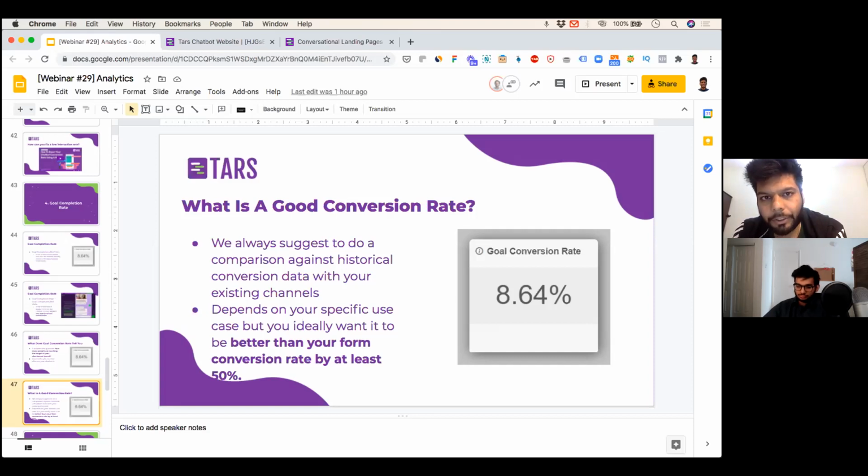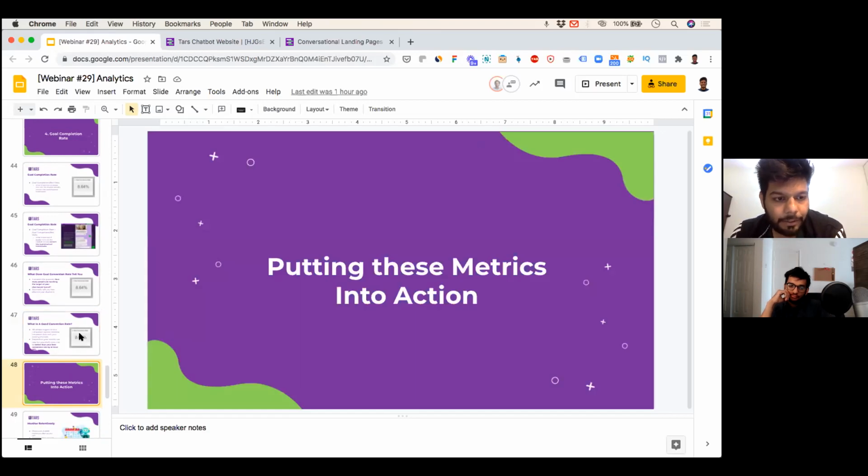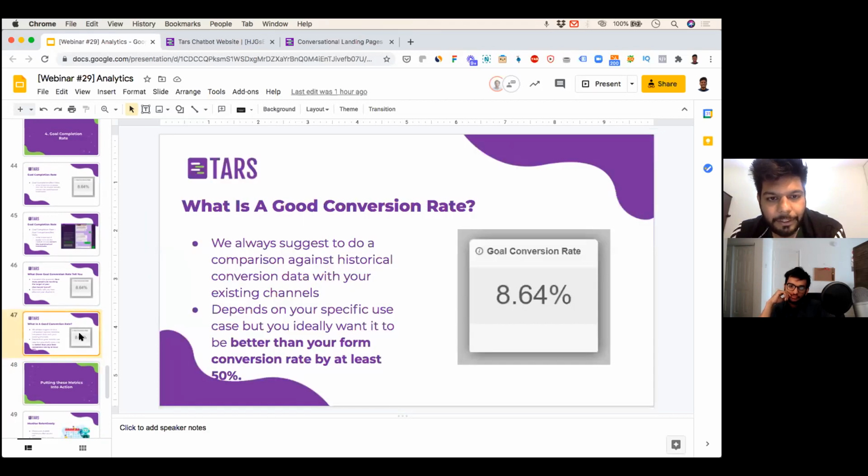So I would say to look at a relative number rather than an absolute number, because the absolute numbers could be very different across industries, across use cases, across geographies as well, right? So look at your existing numbers, and that's why you should know them before you jump on another platform like ours, or another channel completely, like a chatbot or conversational automation, to make your numbers better, right? Now, fixing a conversion rate is not that easy, right?